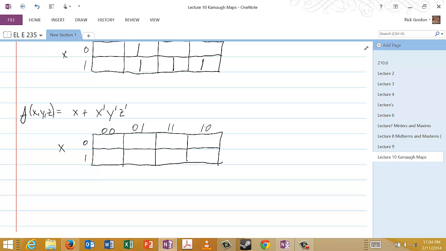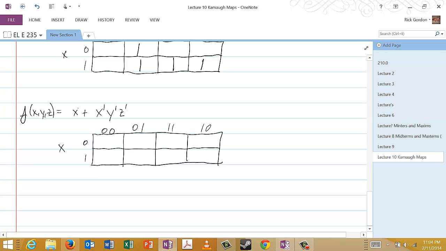We have the same situation as we did in the previous problem. We do not have a minterm expansion. And therefore, the problem here is that this first term is simply x. It doesn't have a y in it, and it doesn't have a z in it. So this is certainly not a minterm.